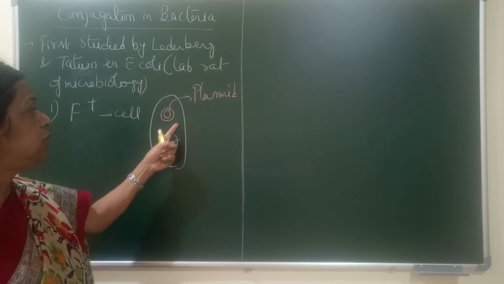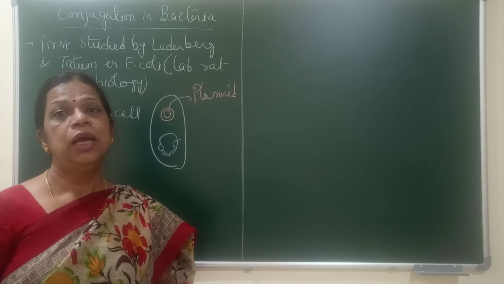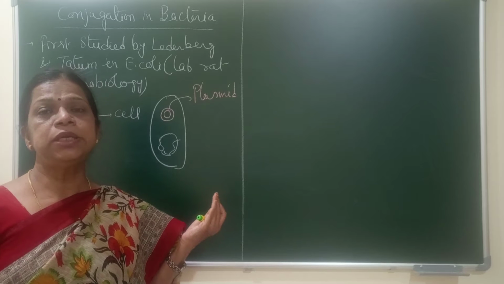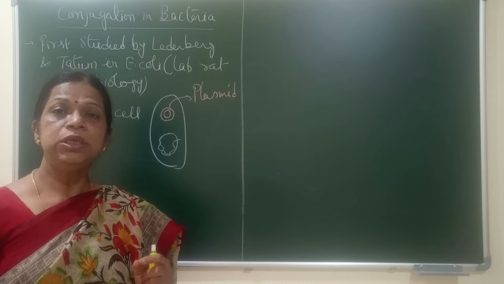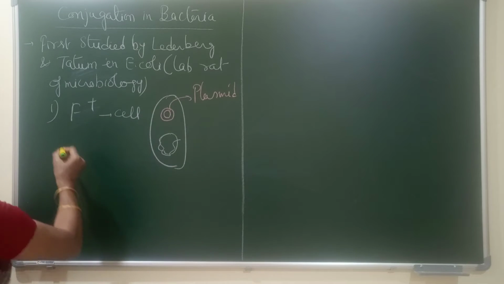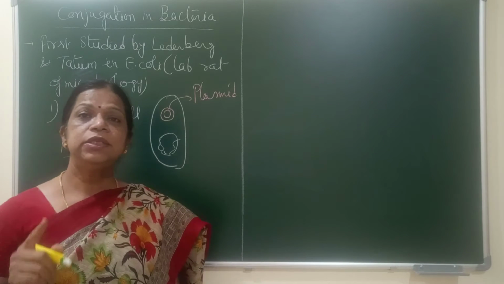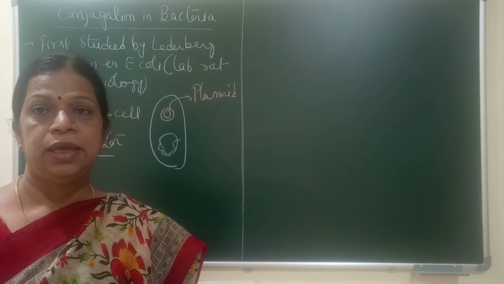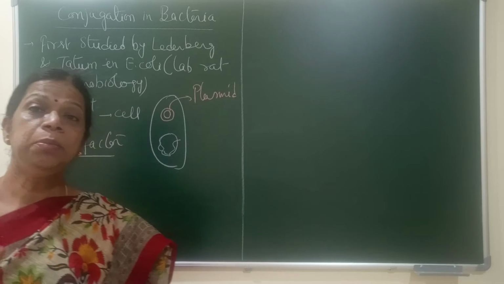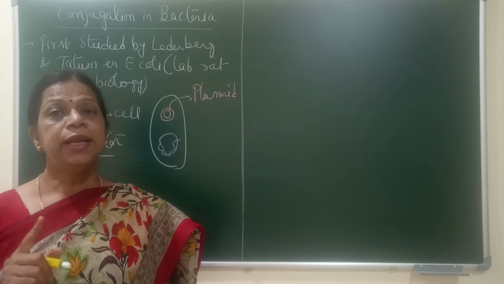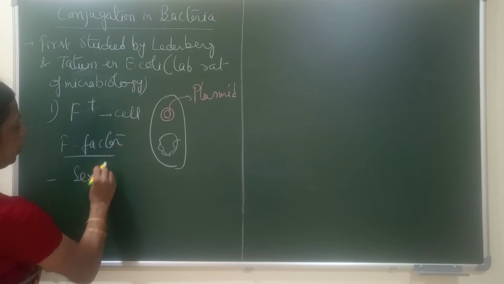Now, this plasmid DNA has its own advantages. It gives the bacterial cell resistance against antibiotics, plus whatever other genes are present in the plasmid, those characters are transferred to the bacterial cell. Now this plasmid has a gene called the F factor. This F factor decides the sexuality of the bacterial cell. So the bacteria with this F factor is called an F plus cell, or a donor cell, or a male cell.